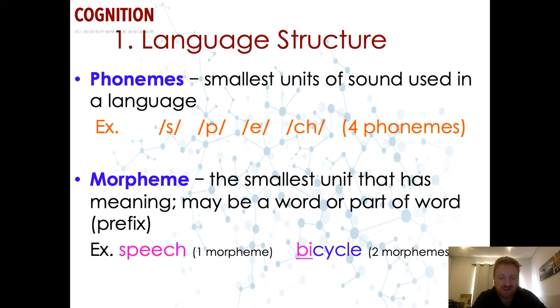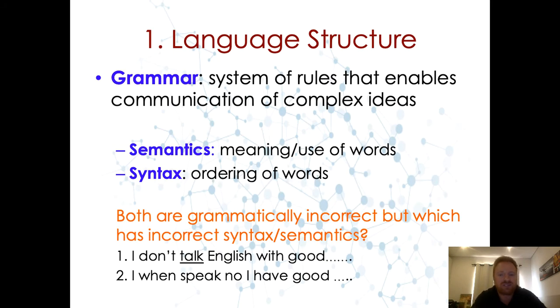So it's got this ability for morphemes to become multiple words, basically. I've got bicycle, I've got bifocals, all different types of ways of using those morphemes. Now, the language structure, what we think of as the structure of a language, we sometimes think of the grammar. So the grammar is the system of rules that enables us to communicate really complex ideas.